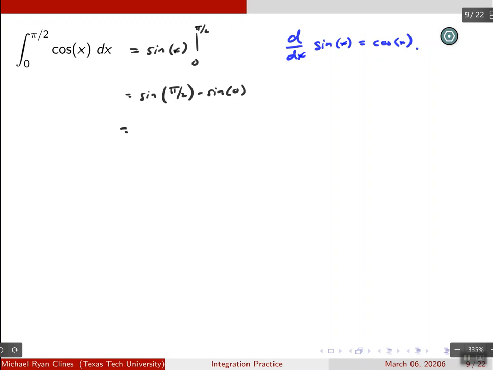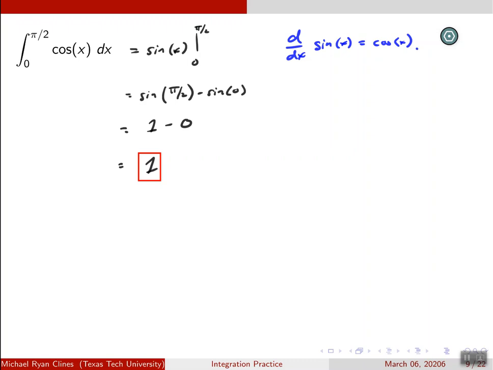But what is sine of pi over 2? Well, that's just equal to 1. What is sine of 0? Well, that's just equal to 0. So our answer is equal to 1. So from here, all you had to know was the derivative of sine as cosine and then a couple unit circle values. Once again, cannot emphasize this enough.